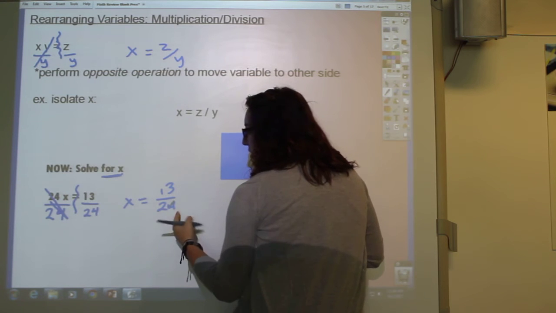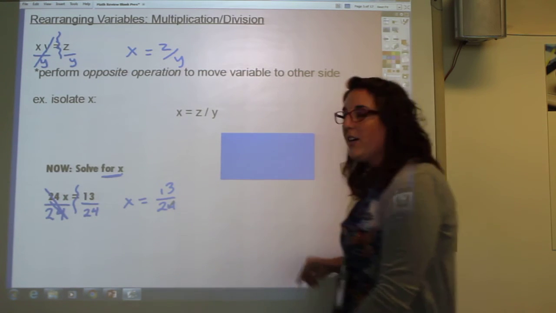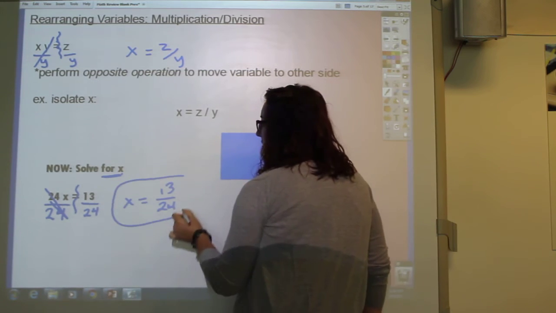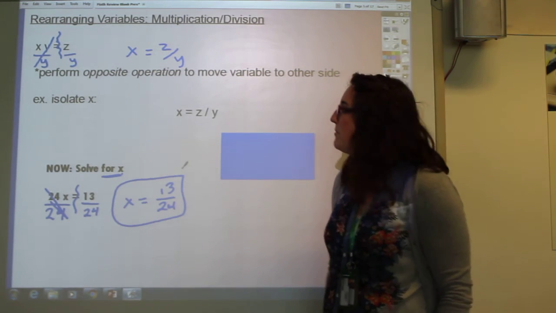If your problem wanted you to find a decimal, you could go ahead and put that in your calculator and figure out what 13 divided by 24 is. Otherwise, this may be good enough for your answer.